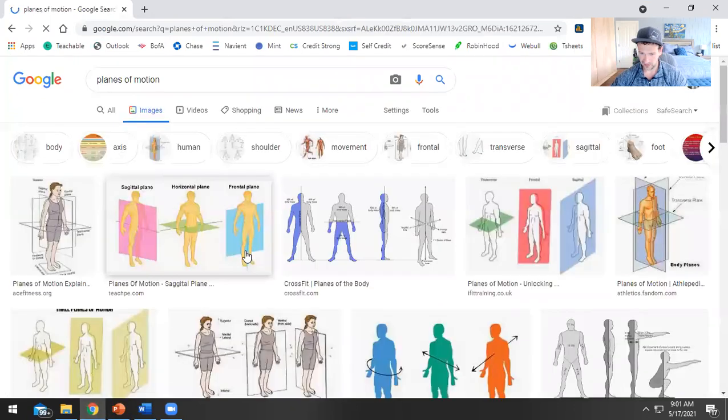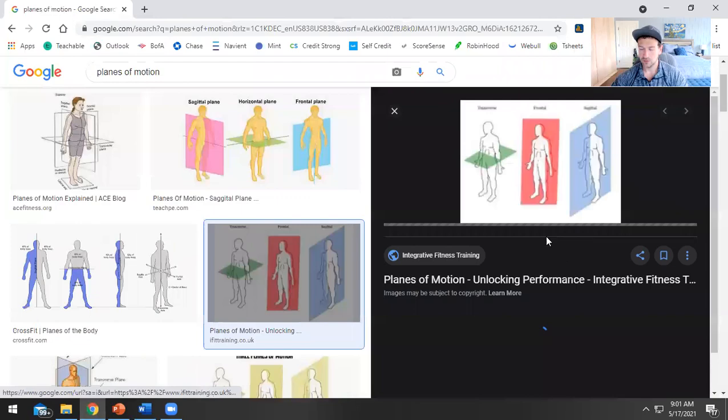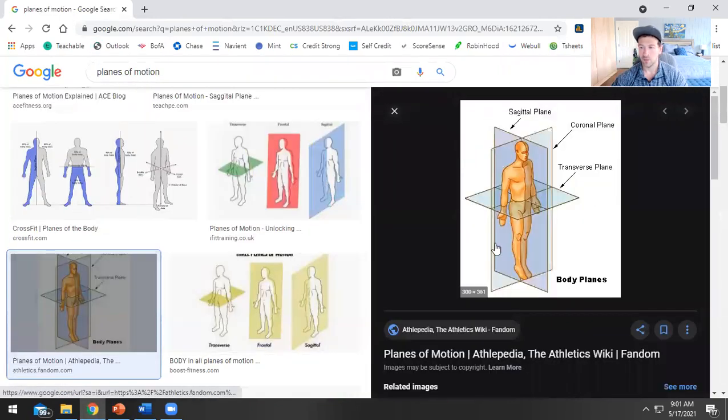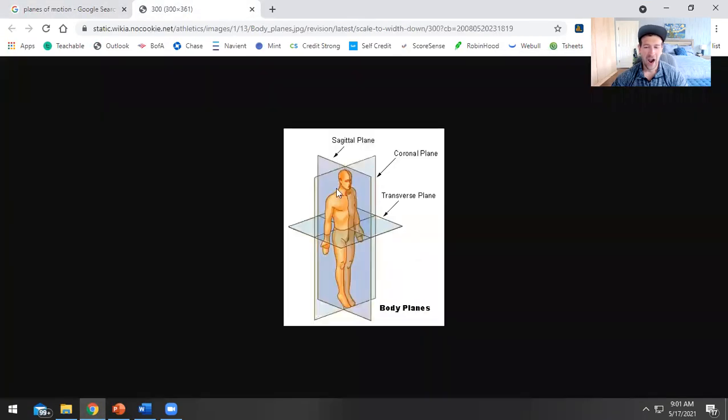We'll actually see these planes come up again here in just a moment. But for now, can we get a higher quality picture? There we go.